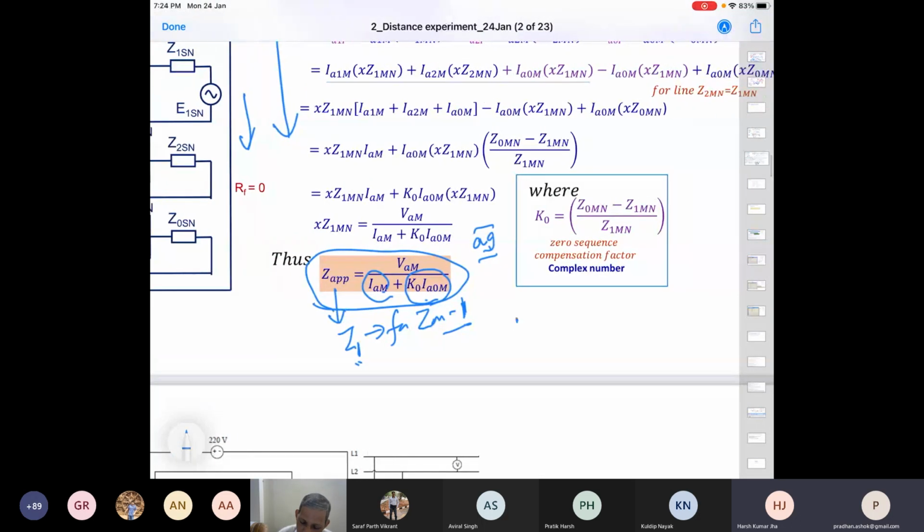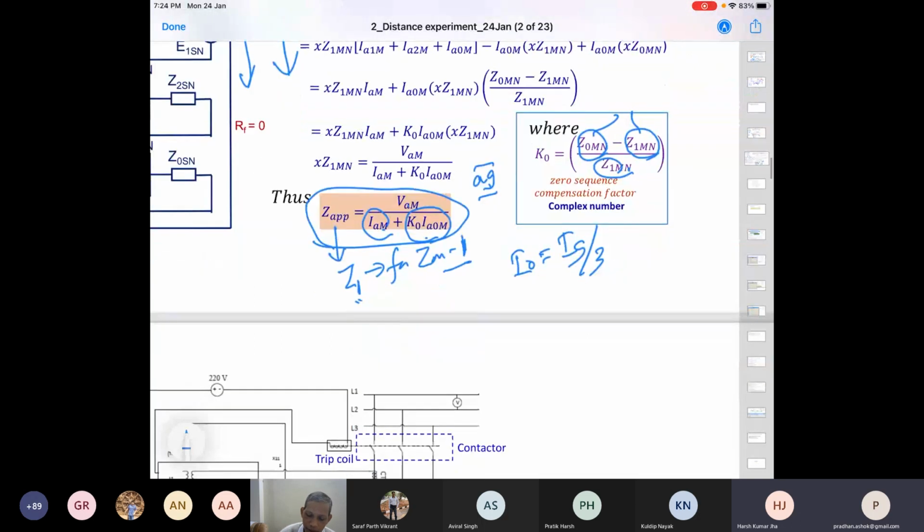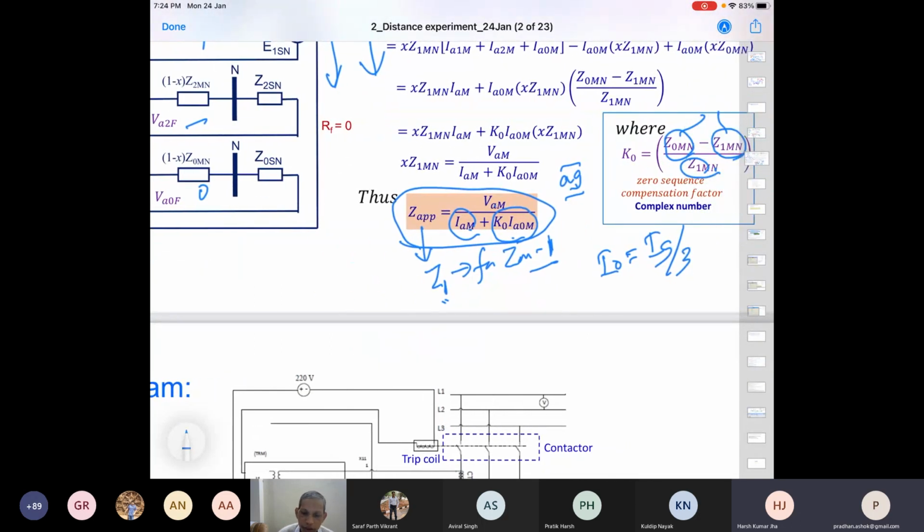Now, what is this zero sequence current? I0 equals the ground current divided by 3. And K0 is a factor: it is the zero sequence impedance of the line minus the positive sequence impedance of the line, divided by the positive sequence impedance of the line. So this is some derivation. These are available from the line data parameters, known to the engineers from the system data, and based on that they put the corresponding K0 value into the relay, and the relay computes the corresponding Z using what?